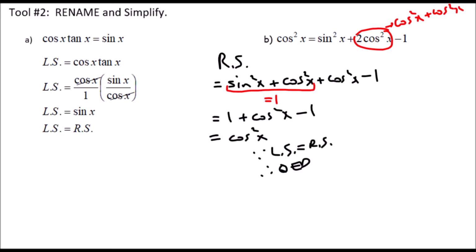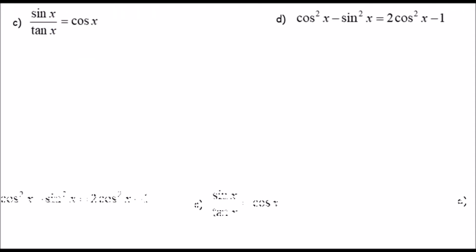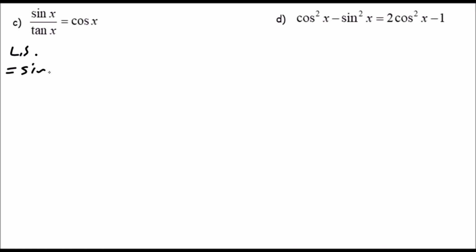Here is the next one. Alright, so I got sine x over tan x equals cos x. What I would do here is write this as a division statement. So I'm going to tackle this side. So I'm really going to have this. And when I have fractions like this, I actually like to write it as a division statement. So sine x divided by tan x.